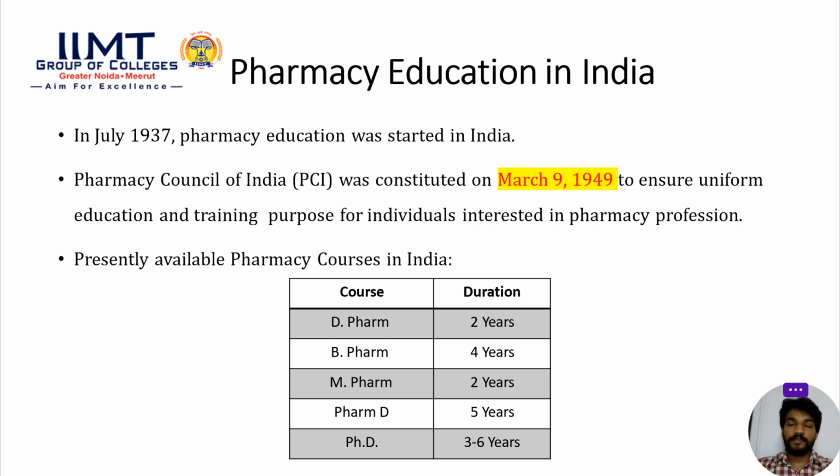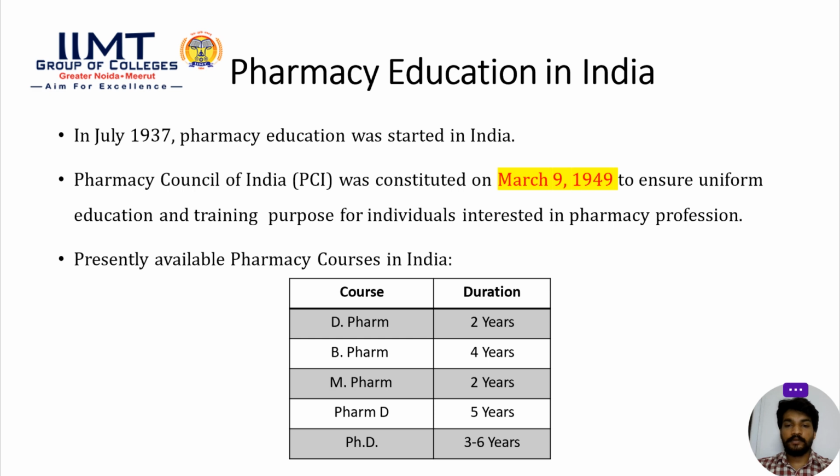Next comes pharmacy education in India. In July 1937, pharmacy education was started in India, and the Pharmacy Council of India (PCI) was constituted on March 9, 1949, to ensure uniform education and training for individuals interested in the pharmacy profession. Presently available pharmacy courses in India are D.Pharm for the duration of 2 years. It is a diploma course.